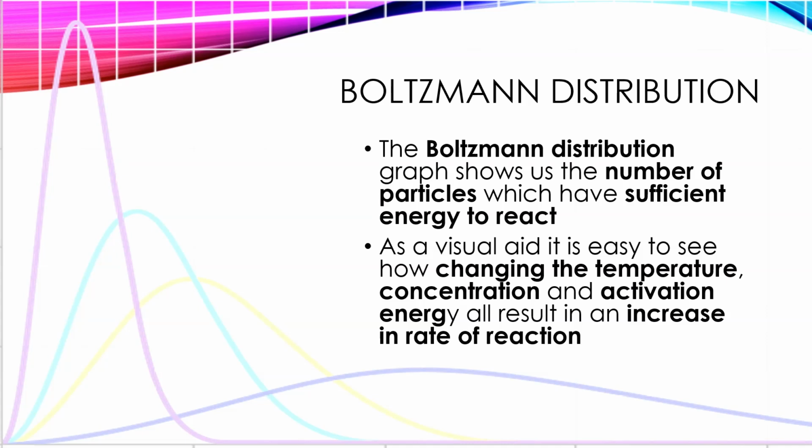So what does the Boltzmann distribution say? Okay, the Boltzmann distribution says the number of particles which have sufficient energy to react. Okay, 它就是讲那个 graph 会 show 出来。This is actually a visual aid. Okay, 它是让我们更容易去看到的。And how to see how the change of the temperature, concentration and the activation energy results in this increase of the rate of energy.